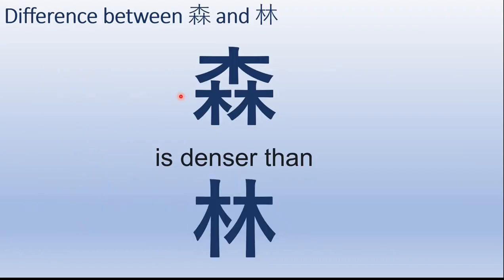So what is the difference between this Hayashi and this Mori? That means this bush or jungle and this forest. It's very simple. Mori, or forest, is obviously denser than the Hayashi, or the jungle or bush. So we need to remember that when we refer to a thin forest or a jungle or a bush, we use this kanji. And when we have to depict a thick forest, then we will use this kanji.